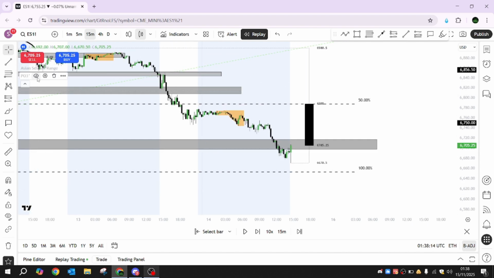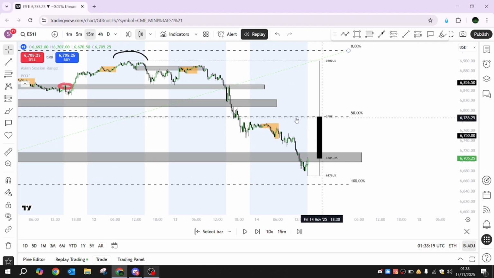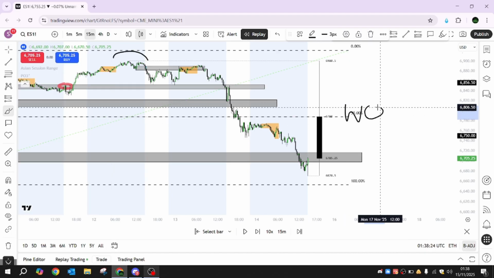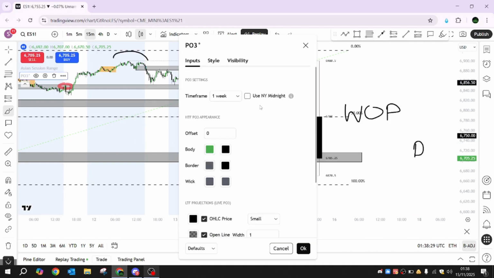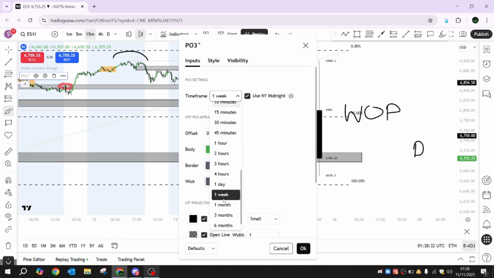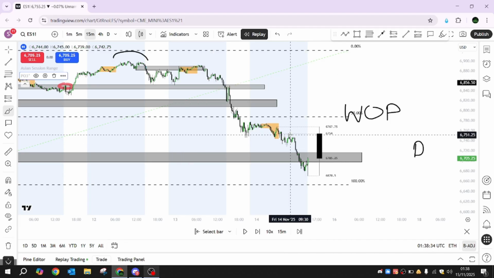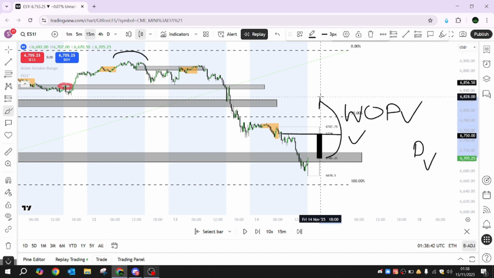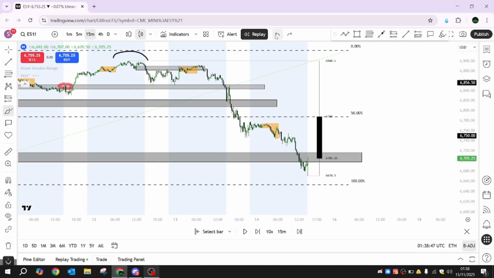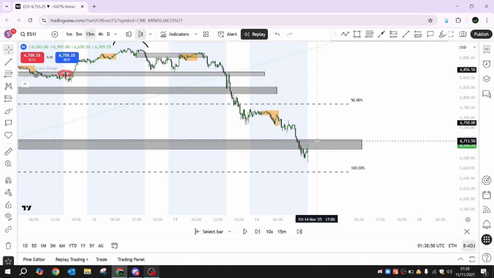The second thing is if we look at our PO3 or our power of 3, it looks a bit like this, right? So this is the weekly opening price up here. We're in discount. And also, for those who trade power of 3 in a lot more detail, we were also above the daily opening price, which was here. So we're in discount, we're above the daily opening price, and we're above the weekly opening price. So this gives us extra confirmation to look for longs. So going into the session on Friday, my bias was bullish for that reason.